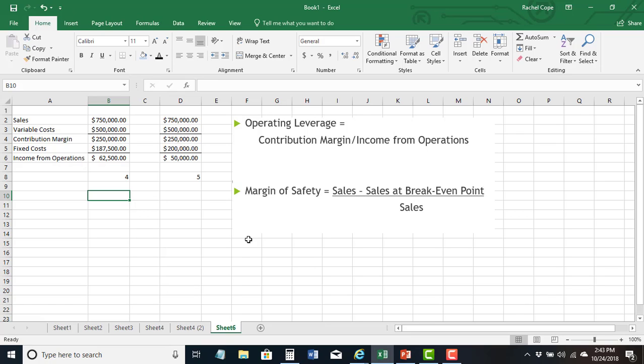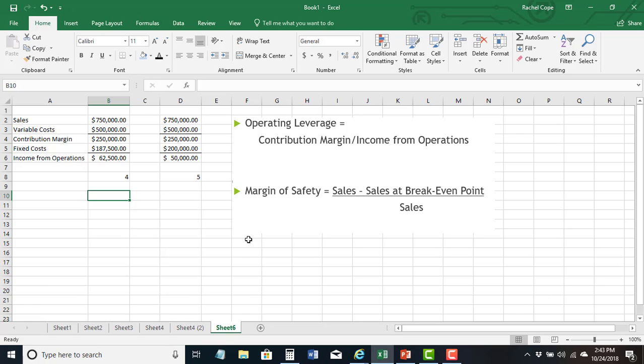So margin of safety takes sales and subtracts out sales at break-even point. So that's the point where you go from covering your costs to not covering your costs. So sales minus sales at break-even point divided by sales. So we're trying to come up with a percentage or a ratio that we can compare across industries, across companies. So it makes comparison easier.